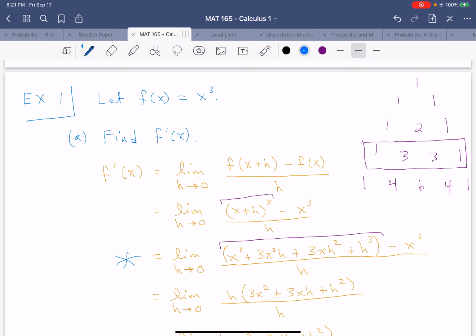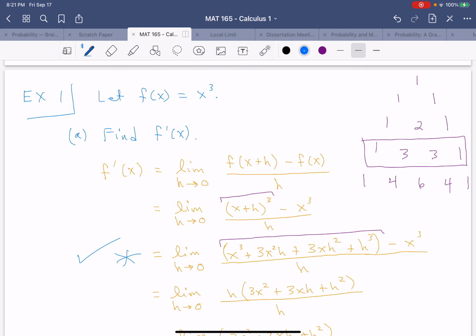Okay, so here we are. Well, obviously the next step's going to be the x to the third minus x to the third, right? That's gone. And so from here, if we look at what's left, there is an h common to all three of those terms. Now, why is that important? Well, because we're trying to get rid of this h in the denominator. This h in the denominator is what's causing all the problems, because we can't just plug in h equals 0 because we get 0 over 0.